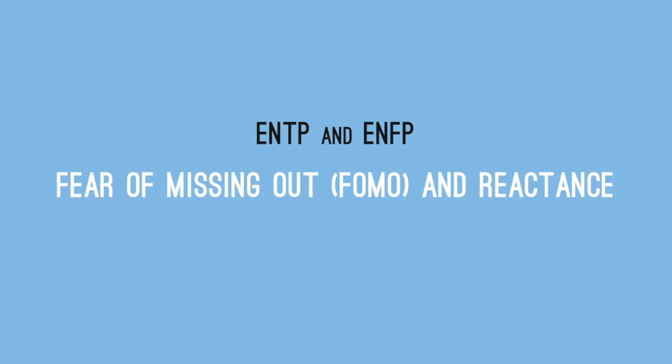Reactance describes the tendency to do the opposite of what someone wants you to do. It's contrarianism. ENTPs and ENFPs both reactively and intentionally do this, often for no other reason than to prove a point. Perhaps ironically, a good way to get them to commit to something is to tell them they can't do it, counteracting their FOMO with some reactance.